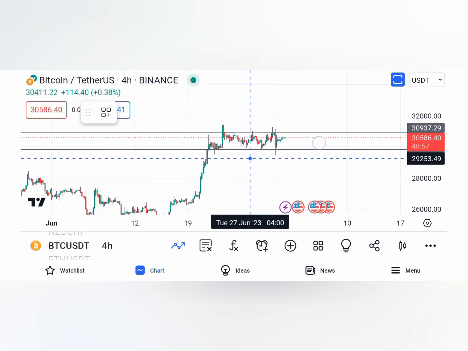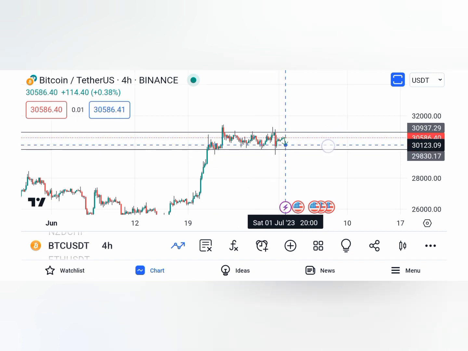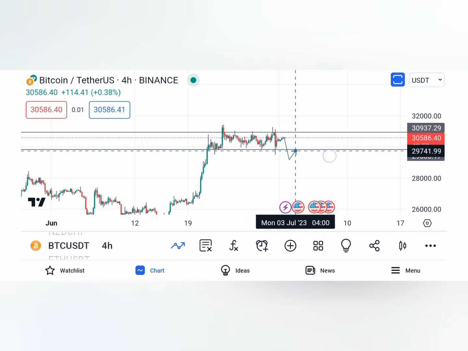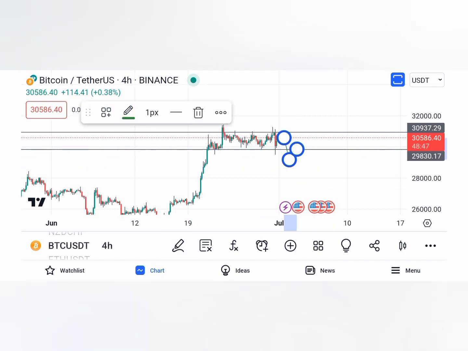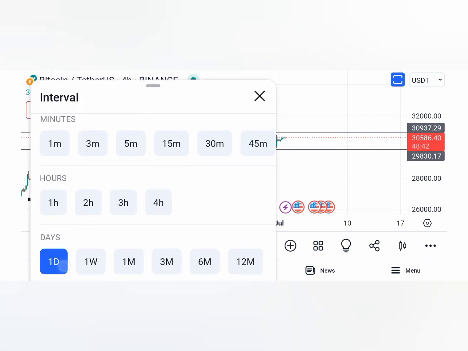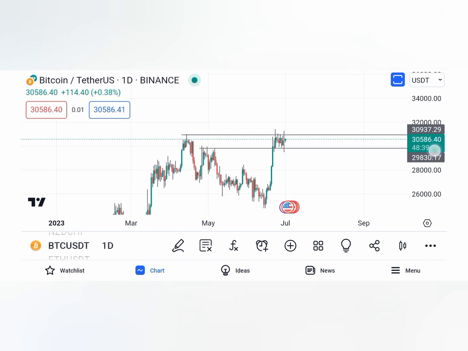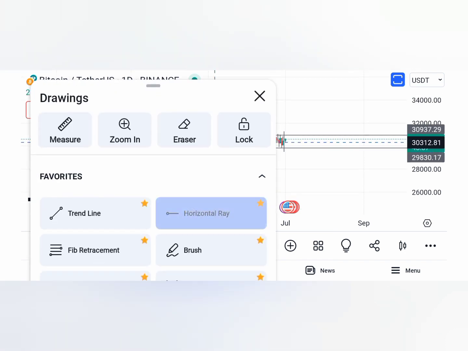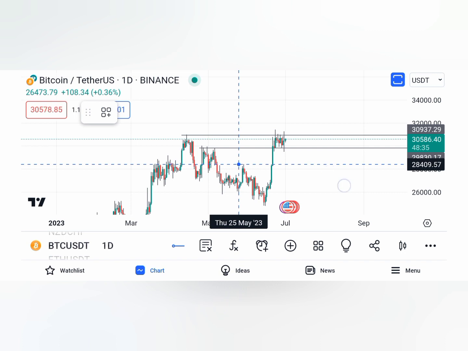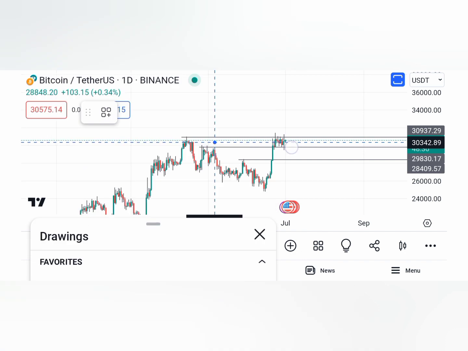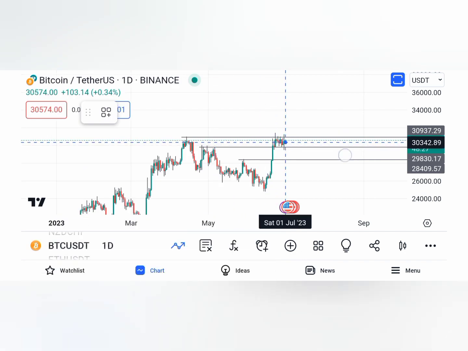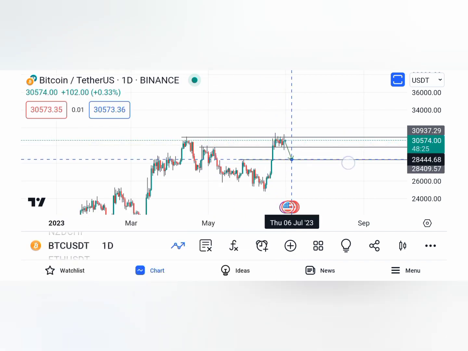If Bitcoin breaks out downwards, then we wait for the retest to this very zone here, then downward. And if Bitcoin breaks downward, my target will be this very point here. My target will be around 28k if Bitcoin breaks downward. So I have this structure here. If Bitcoin breaks downwards, my target will be this very point here.